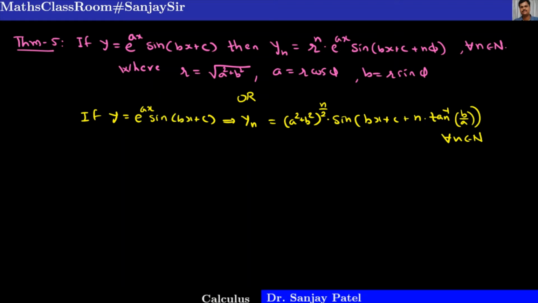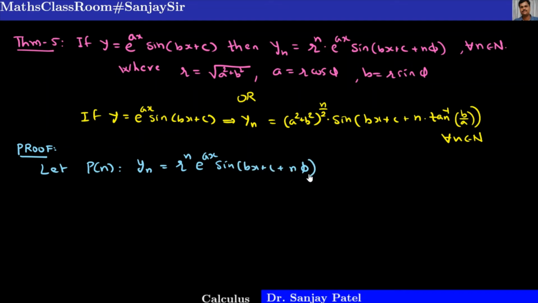Now let us prove this. So proof of this: first of all, let us consider P of n. What is P of n? P of n, I will take this: yn is equal to r raised to n into e raised to ax into sine bx plus c plus n phi. So let us take Pn as yn is equal to r raised to n into e raised to ax into sine bx plus c plus n into phi.